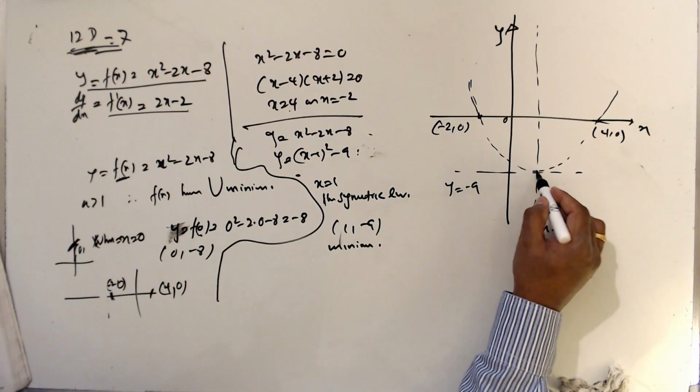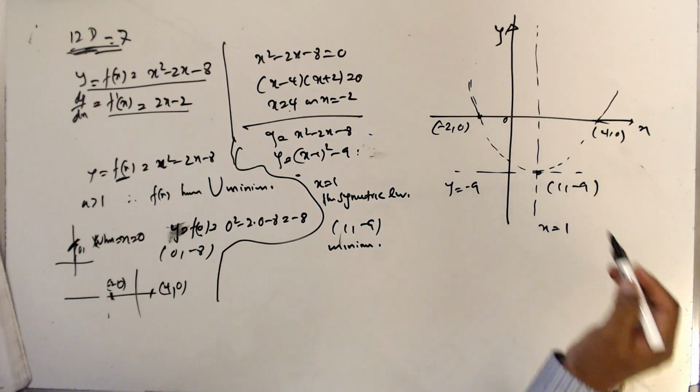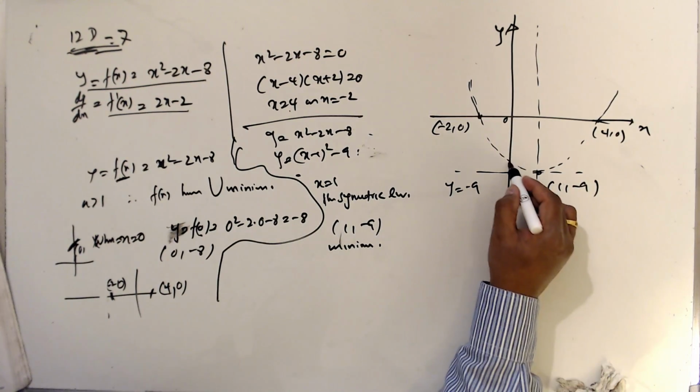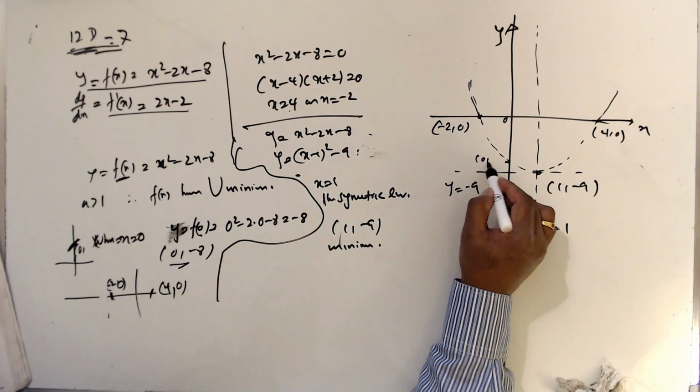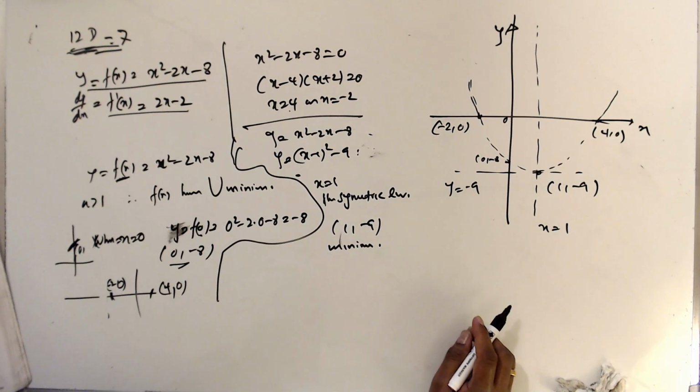And yes, this point is (1, -9). I think we are done now. This is (0, -8), the cut on the y-axis. Right, that's fine.